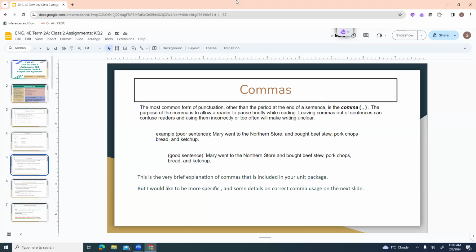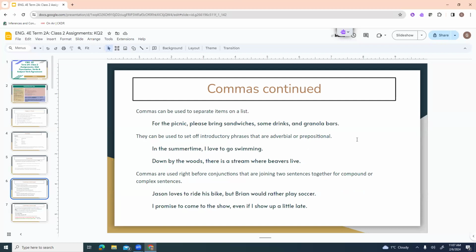I'm going to be a little bit more specific because I think that that's so vague that's not really helpful. That's what's in your unit package. I'm going to add on. So first and most obvious, commas can be used to separate items on a list. So for example, if I'm giving you a list of what to bring for the picnic, please bring sandwiches, comma, some drinks, comma, and granola bars. You would never put it after the and, it comes before the and.